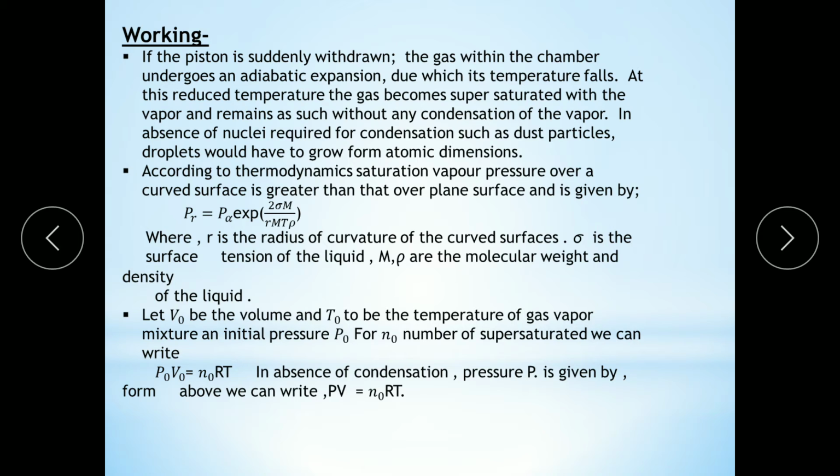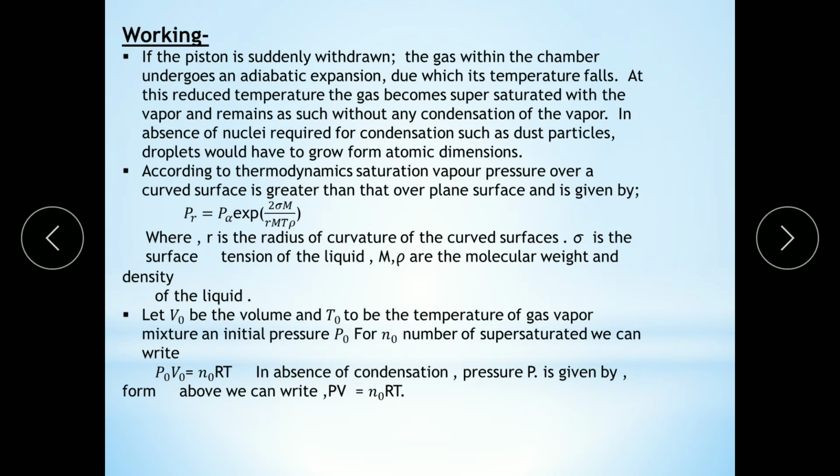Now, what is an adiabatic expansion? In an adiabatic expansion, first, heat is not transferred, but work is done when the system changes its volume from V to V plus dV. Means what? As the piston is suddenly withdrawn, the gas within the chamber changes its volume from a certain volume to another volume. There is work done by that system, and there is an adiabatic expansion due to which its temperature falls.